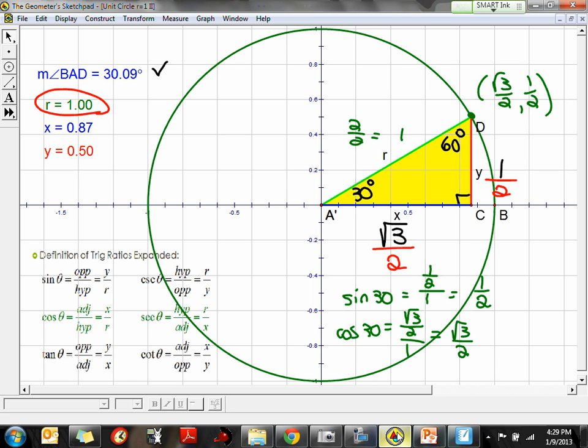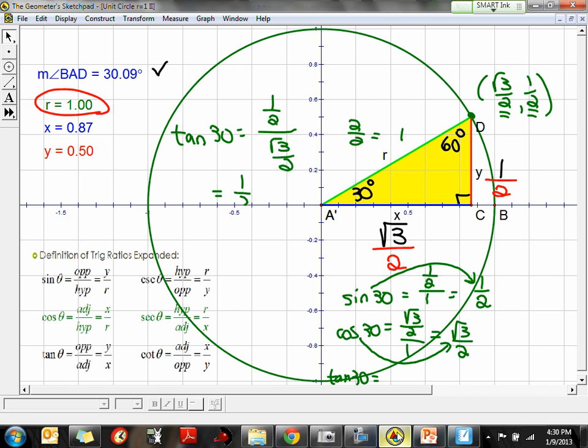When we get down to a unit circle, what we're going to notice is that the sine values will always mirror the y value of the ordered pair. The cosine values will always mirror the x values of the ordered pair. And the tangents are always going to mirror the ratio of y over x. In this case, we've got the tangent. Let me write that over here. The tangent of 30 is equal to the y value, which is 1/2, over the x value, which is square root of 3 over 2.